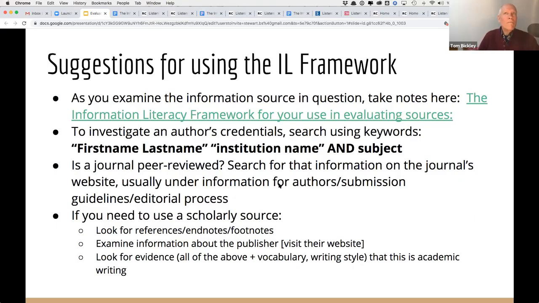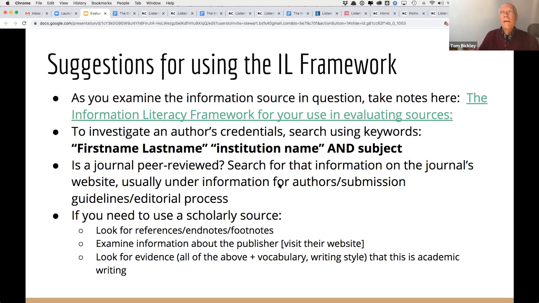I always advocate investigating credentials, and you can use Google or whatever search engine you prefer and search the first name, last name. For example, in quotation marks, put the first name and last name in that order, the name of the institution if they're part of a university or research center. And if it's a particularly common name, you may want to add a subject to make that clearer.